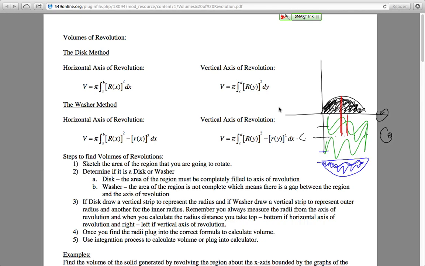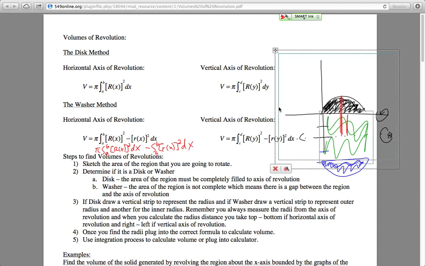And really this is 2 integrals, if you split it up. It's the integral from a to b of R of x squared dx. You're taking that disk and subtracting out the disk that we don't want. So that would be the integral from a to b of little r of x squared dx. And so what you're doing is you're taking the whole disk, assuming it's all filled in.